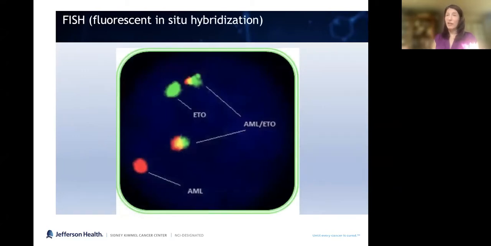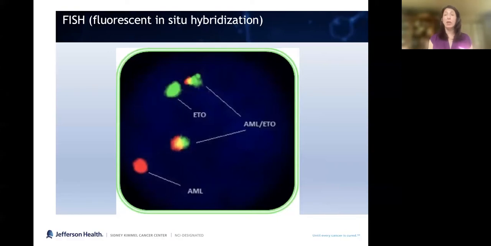This is FISH, also incredibly cool. Fluorescent in situ hybridization. And so what are we looking at here? So this is a very common translocation in AML. And what does that mean? It means that normally, right, we all have 2 copies of each chromosome, right? So let's say chromosome 8 has a little gene on it, and chromosome 21 has a little gene on it.